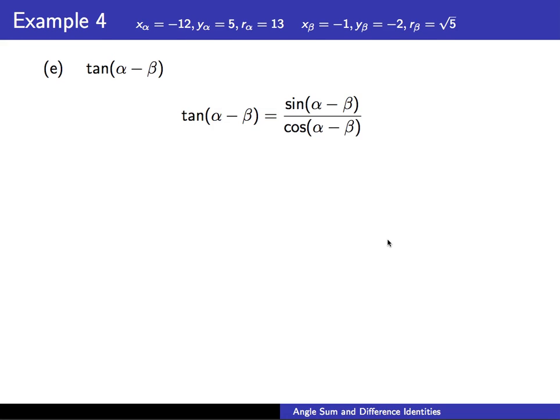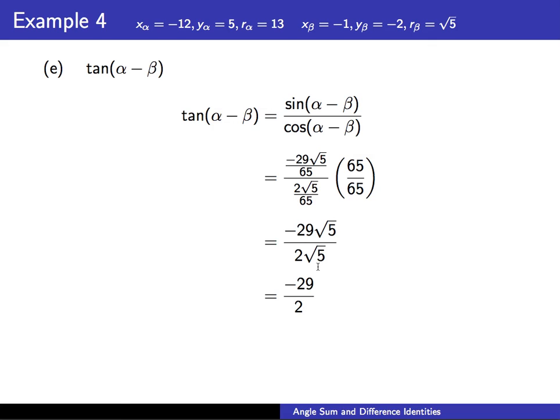As an alternative to that, since we already figured out the sine of alpha minus beta and the cosine of alpha minus beta in previous problems, we can just substitute those values in, and now we can multiply by 65, and we get negative 29 square root of 5 over 2 square root of 5. The square root of 5 over square root of 5, that's going to divide out to 1, and we get negative 29 halves. So we get the same answer, but here, since we already figured out the sine and cosine differences, we can just use those results to make shorter work of our problem.